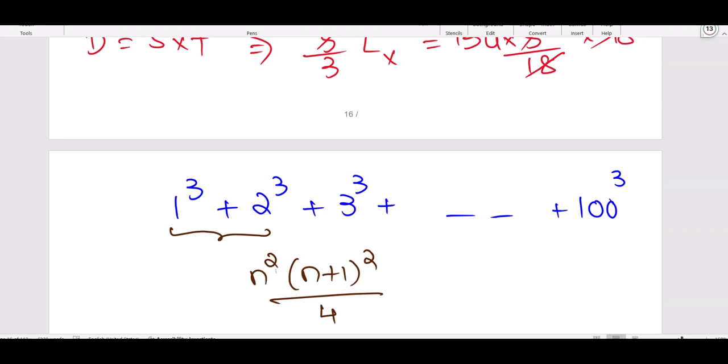If you put n value 1 now, you have to get 1 only. Why, sir? The first term is 1, up to the first term, 1 cube is 1. If you put n value 1 here, 4 divided by 4, 1, satisfied.